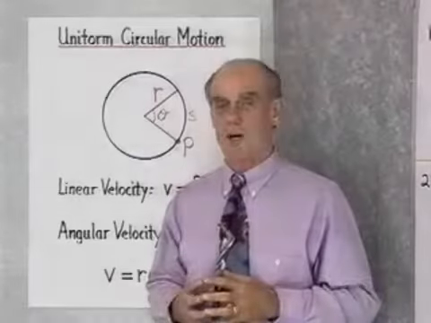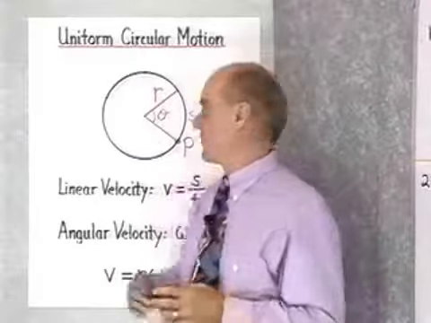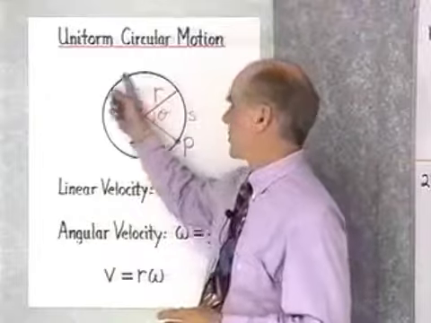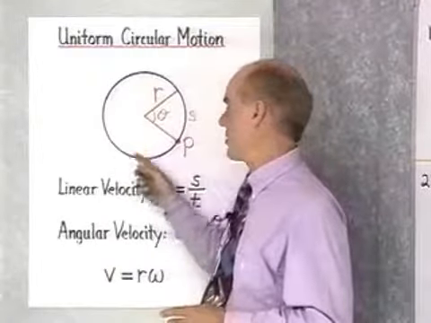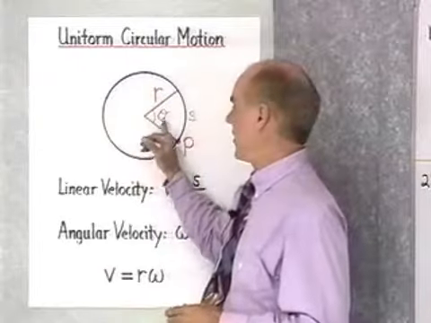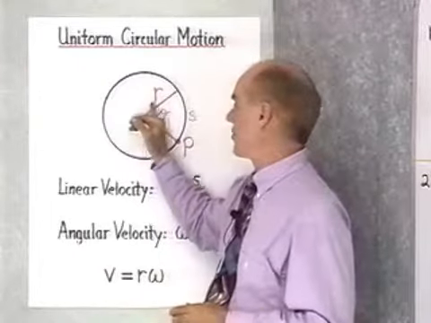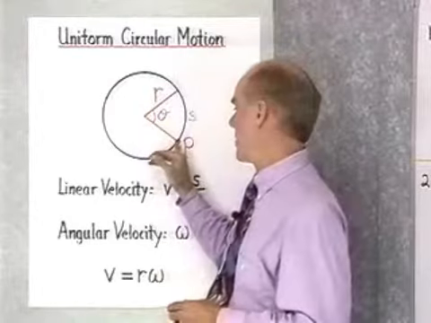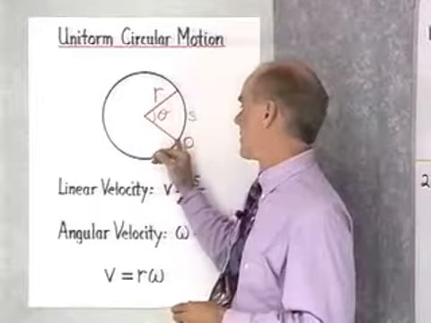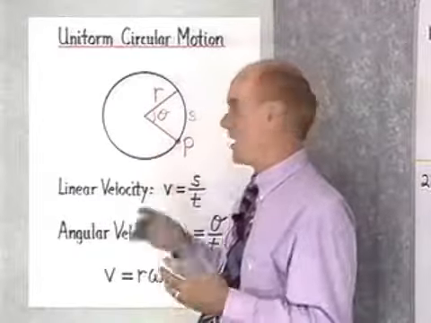In this section, we're going to talk about uniform circular motion, and you have to imagine a particle moving around the circumference of a circle at a uniform rate. That is, moving at a constant rate around this circle. Now, theta is a central angle in this circle. The radius is r, and this arc length is s. That would be the amount of distance the point would travel on the circle in a time t.